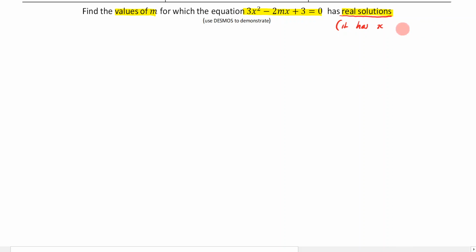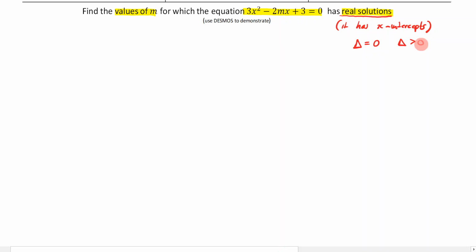I can't spell intercepts. X intercepts. There we go. So it has x intercepts. Now, in order for it to have x intercepts, you need to think, well, what is my discriminant therefore going to be equal to? Don't write this down for a second, but you know that if it has one x intercept, it's going to be equal to 0. So that would be true.